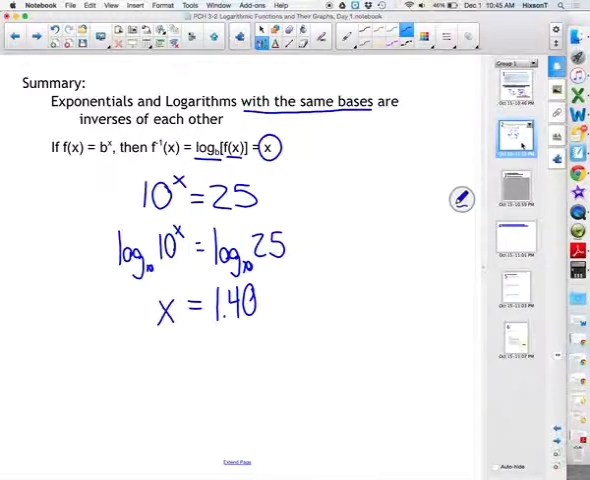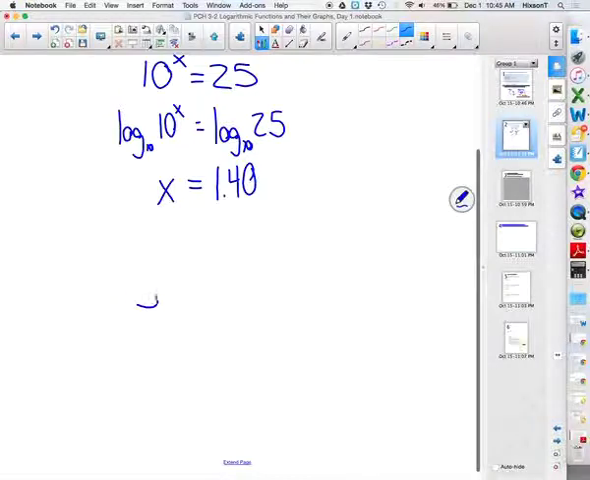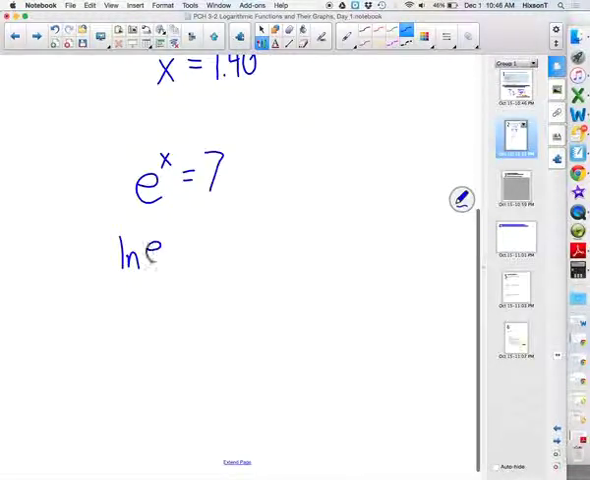If I had an equation, say, e to what power would equal 7? I'm thinking, okay, I have an exponential whose base is e, so I need to take the log base e of both sides. This will undo and leave me with just an x, and then the natural log of 7 is what? 1.95. Any questions here?